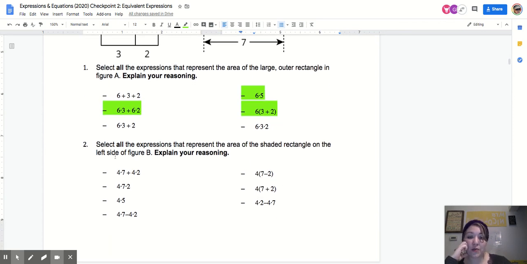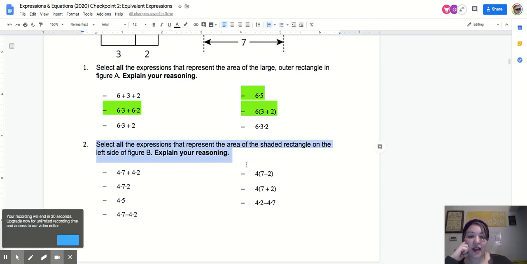I want you to pause me for a minute and try it on your own. Select all the expressions that represent the area of the shaded rectangle on the left side of figure B. Explain your reasoning.